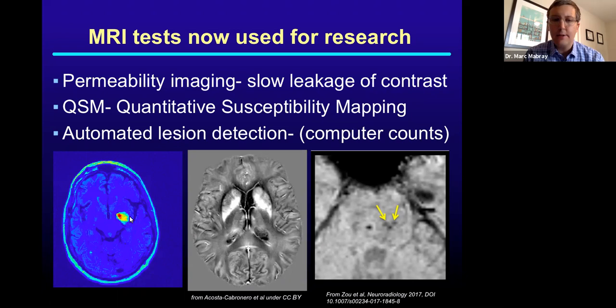So that's the cavernous angioma symptomatic hemorrhage study. It's a multi-institutional study, and we're one of the clinical sites. So we will do permeability imaging in the context of that study. We're not processing them at UNM or using that information for anything currently. Similarly, quantitative susceptibility mapping, or QSM, is a research technique. We're not using it clinically at UNM. It is being done as part of that CASH trial readiness study.